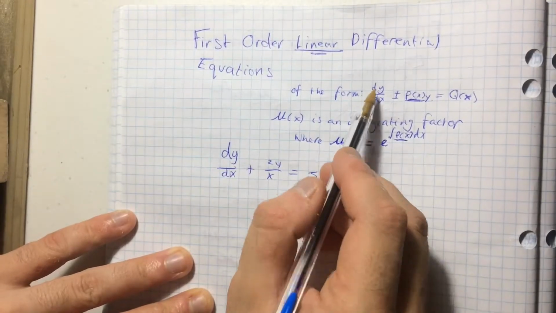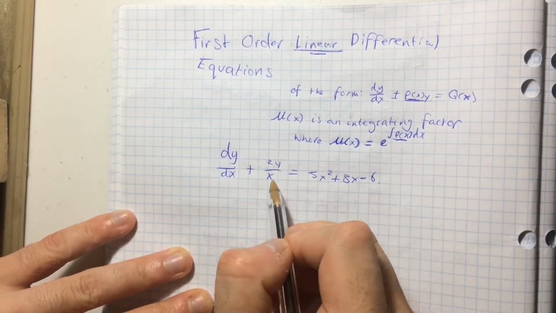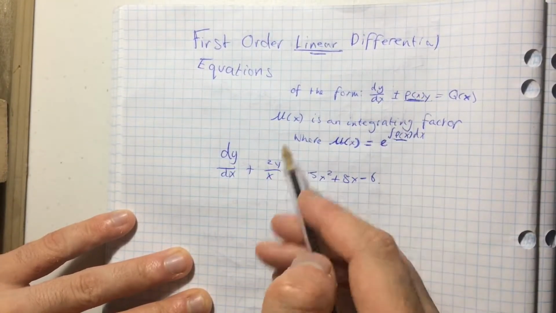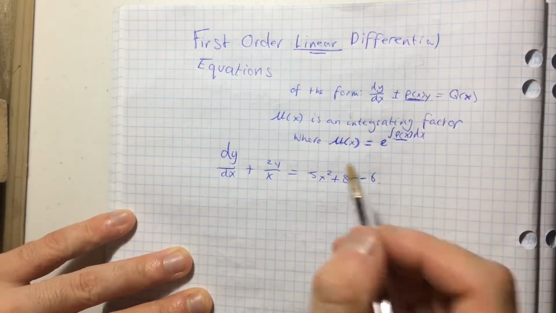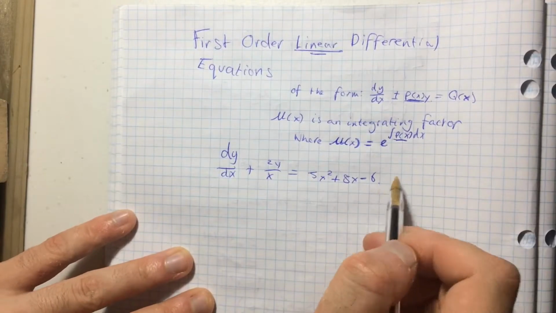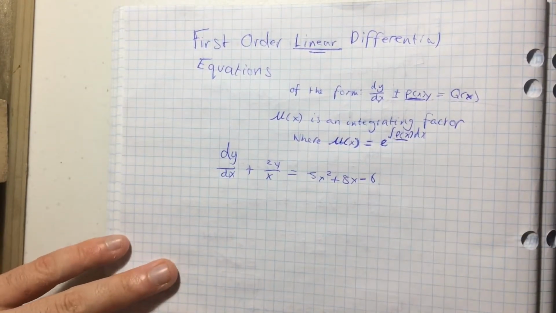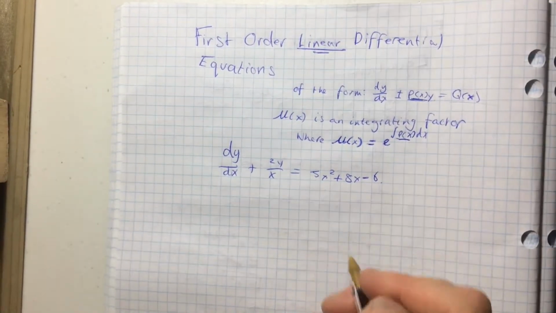dy/dx, yep, tick. 2y over x, well, that's 2 over x multiplied by y. So that is a function multiplied by y, tick. 5x squared plus 8x minus 6, yeah, that's a function of x. Alright, we are in business.